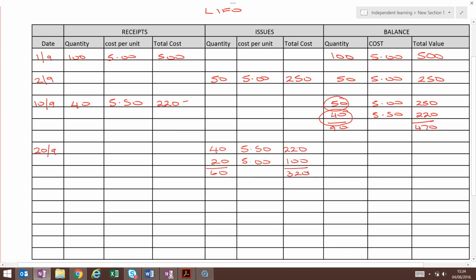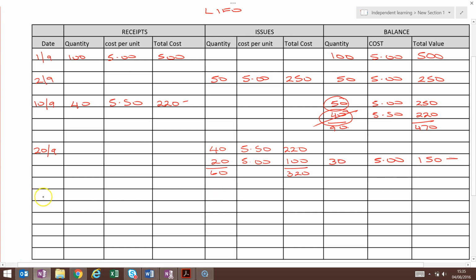£320. So what do we have left in stock? Well, the batch of 40, we've sold it, they're gone. The batch that came in before that, the batch of 50, we took 20 from that batch, so we have 30 left. At £5, that's £150.